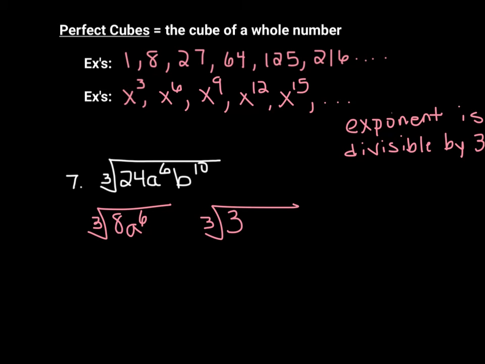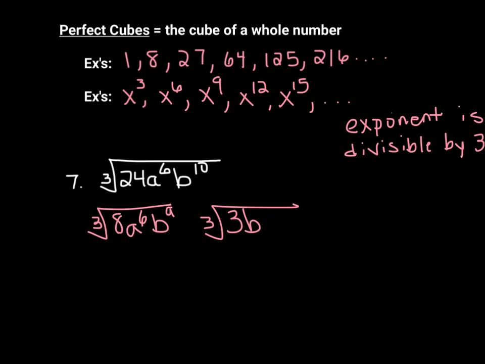All right, now if we look at the b to the 10th, 10 is not divisible by 3, so b to the 10th is not a perfect cube. So we want to look at this and say, well, what's the biggest perfect cube, or what's the biggest multiple of 3, that we can pull out of b to the 10th? So the biggest multiple of 3 that's less than 10 would be 9, so we can pull out a b to the 9th. b to the 9th is a perfect cube, and that's going to leave us with just one b left over to put here.